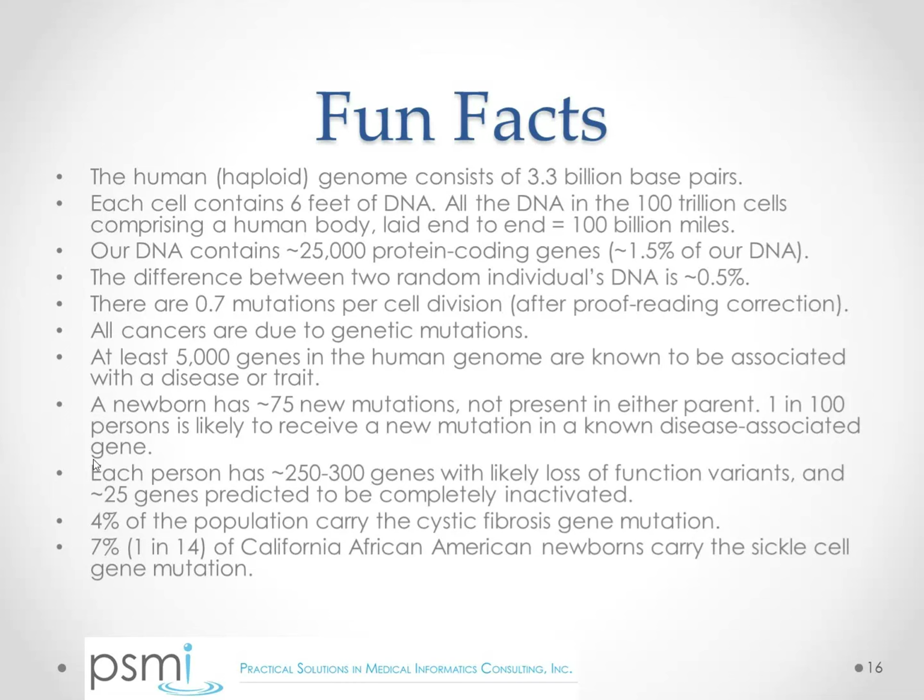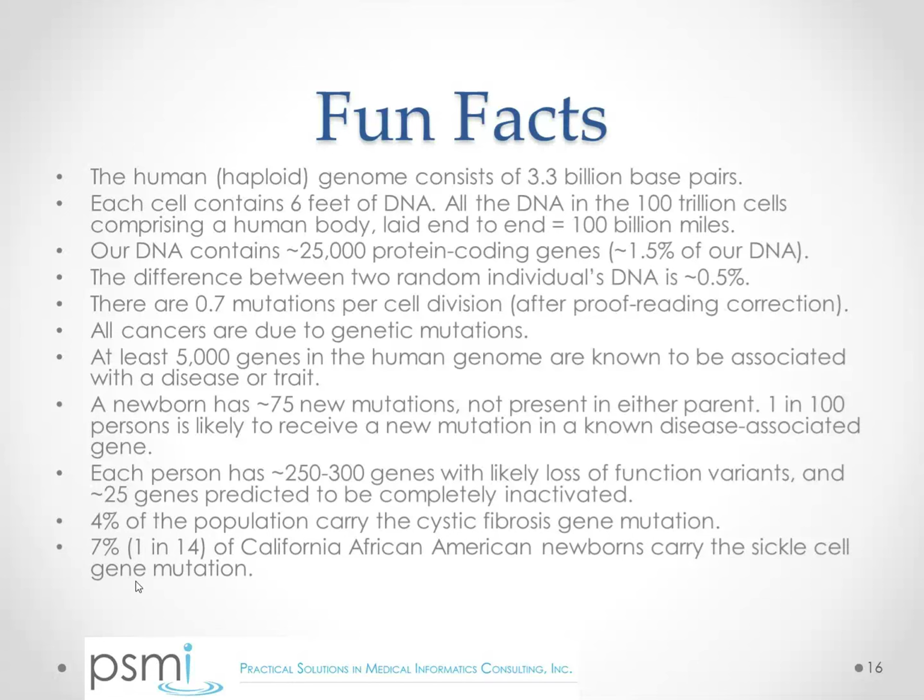Every person has about 250 to 300 genes with likely loss of function variants, and about 25 genes predicted to be completely inactivated. So one way of saying that is we're all mutants in a way, right? Each of us are mutants, and we all have genes that are inactivated. The complete inactivation may only be on one copy. So you might have a mutated copy and a normal copy, and as a result you might have no obvious manifestation, or you might have a subtle manifestation that reveals itself somehow in your phenotype.